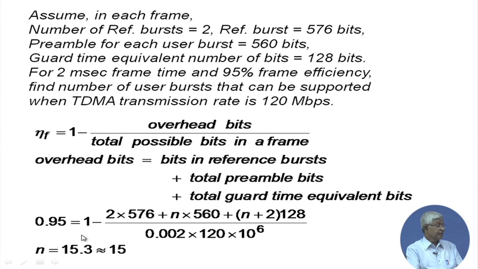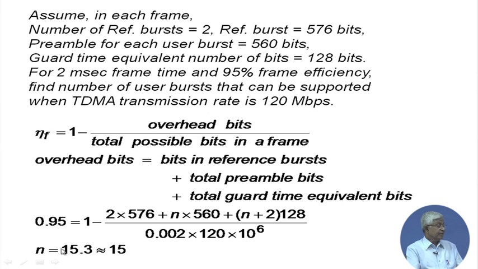The efficiency is 0.95, which is 1 minus 2 times the reference burst, 2 into 576, plus n times the 560 bits, that is the overhead preamble per burst, and n plus 2 because 2 reference bursts are there. Between bursts there also has to be guard time. So, n plus 2 into 128, and since n users are there, n user bursts, so 128 guard time. So, n plus 2 times the guard bits divided by the bit rate multiplied by the frame time.